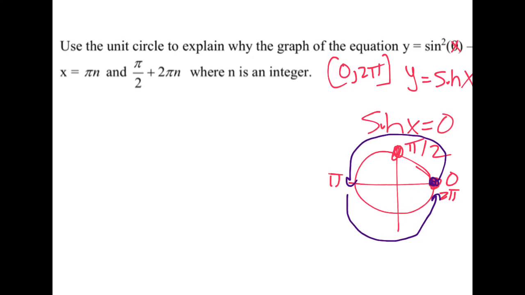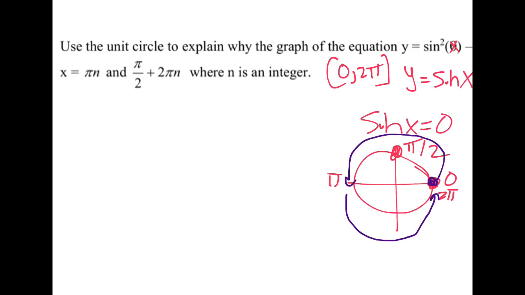If n is 0, I'm at 0. If n is 1, I'm at pi. If n is 2, I'm at 2 pi. If n is 3, I'm at 3 pi. Etc., etc. So I'm just going to continue to revolve around and hit those zeros.